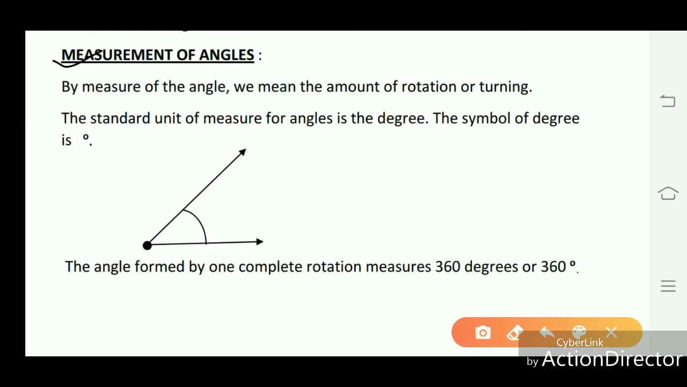Measurement of angles. By the measure of an angle, we mean the amount of rotation or turning. The standard unit of measure for angles is the degree. The symbol of the degree looks like this. The angle formed by one complete rotation measures 360 degrees.